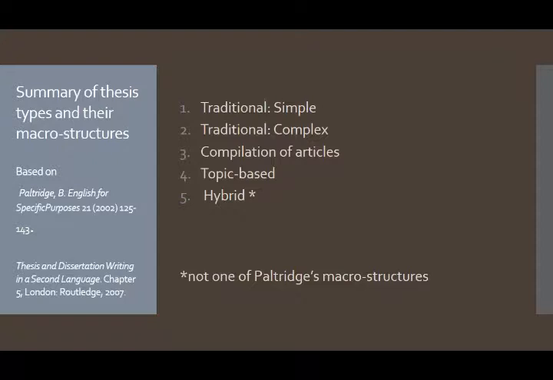Thesis and dissertations, according to Brian Paltridge, can follow one of these 4 macro structures: traditional simple, traditional complex, compilation of articles, topic-based. And I've added the 5th one I call hybrid.